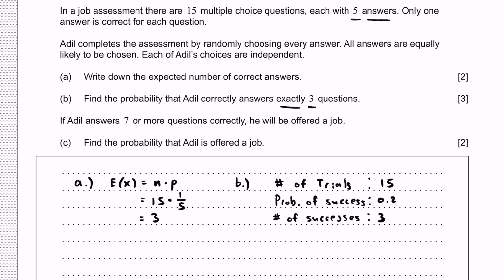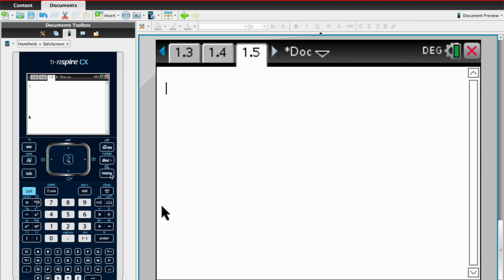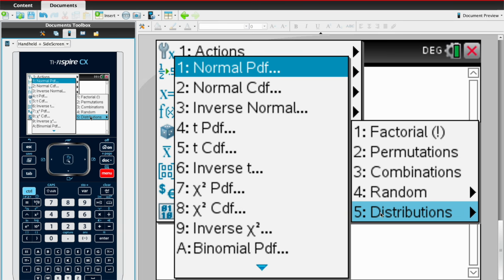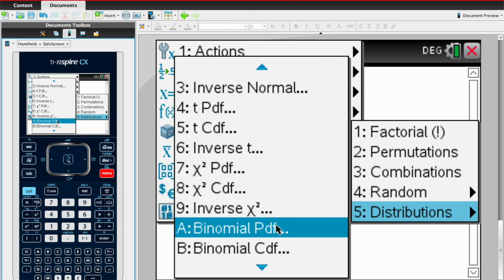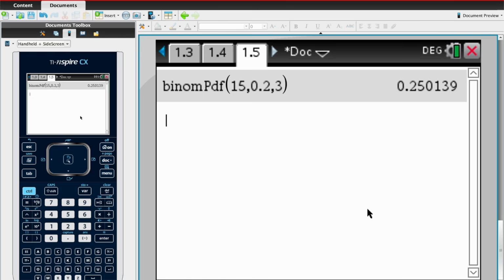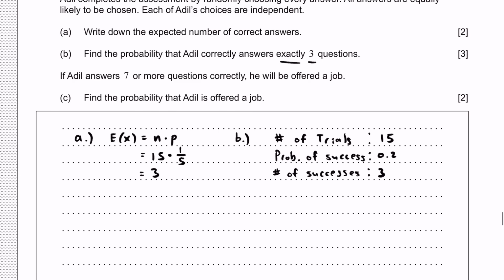So let's go into the calculator. We'll use binomial, in this case binomial PDF, and we can solve. Menu, probability, distributions, and here we want to go to binomial PDF, just an exact value. 15 trials, probability of success is 0.2, and in this case we're looking for exactly 3 successes. Probability of getting exactly 3 successes is 0.250139, roughly 25%. Let's go back and write this out.